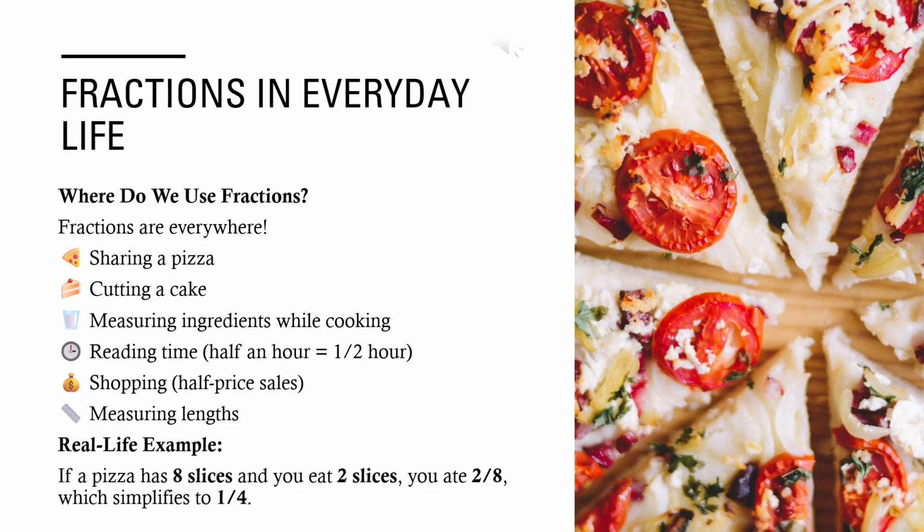Here's an example. If a pizza has 8 slices and you eat 2 slices, you ate 2 by 8. So, how can you simplify 2 by 8? That's simple. Find the greatest common factor, which in this case is 2. 2 divided by 2 is 1, and 8 divided by 2 is 4. So 2 by 8 simplifies to 1 by 4.